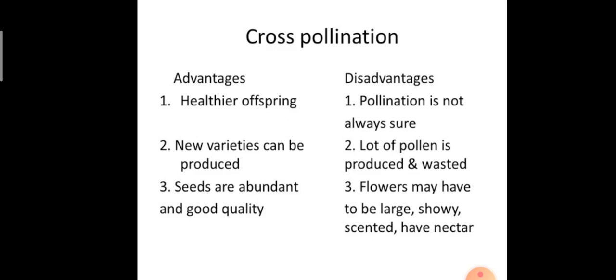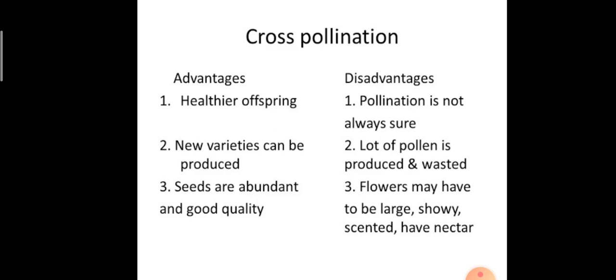Disadvantages: pollination is not always sure, because it is not certain that the pollen grain will stick on the stigma. It can fly away and stick to some other species. So cross pollination is always not sure. A lot of pollen has to be produced and wasted. Flowers may have to be large, showy, scented and have nectar because they have to attract the insects. Cross pollination always depends on agents, meaning on insects. So insects will always be attracted to the flower which is more showy.